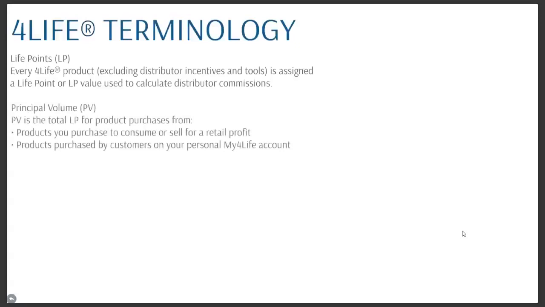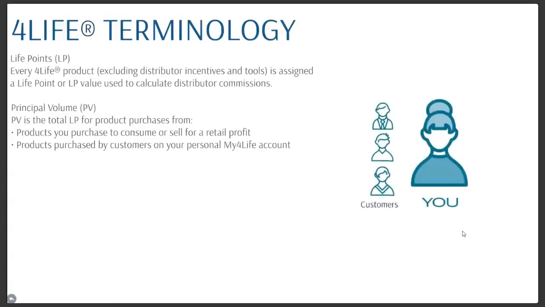The next term I want to talk about is principal volume, or PV. So principal volume is going to be the total LP from product purchases, from everything that you purchase for yourself to consume or sell for a retail profit, and then also products that are purchased by customers on your personal My4Life account. Also, legacy customer orders would be included in this principal volume.